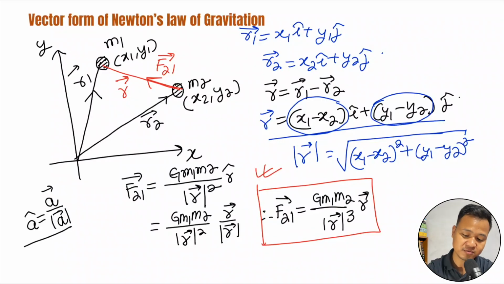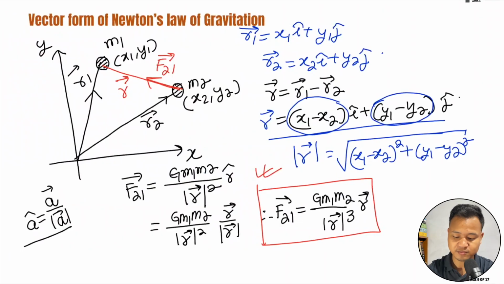This vector form is the same as in class 12 electrostatics, Coulomb's law. Okay, so this is how you write Newton's law of gravitation in vector form. Then we will solve questions. Okay, so before we solve actual questions, apply this formula, then we will solve the question.